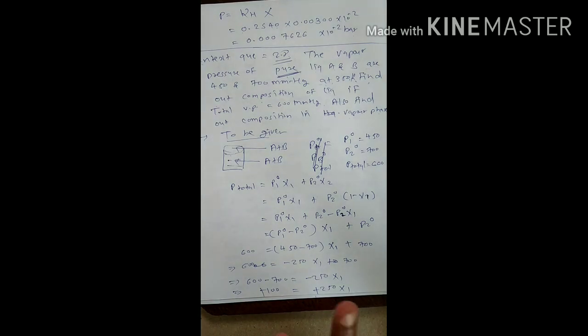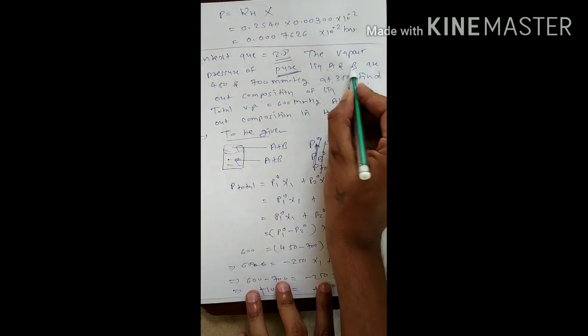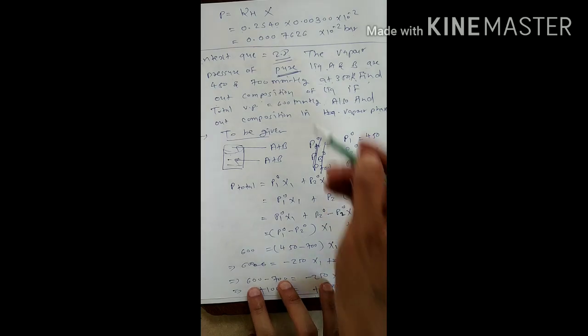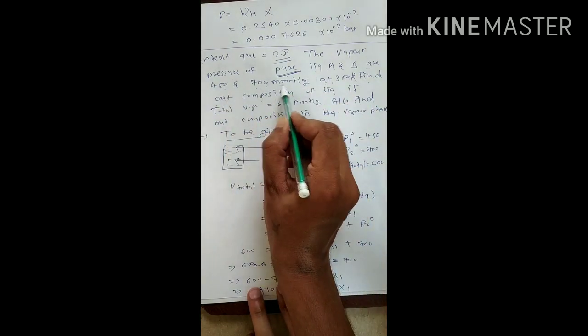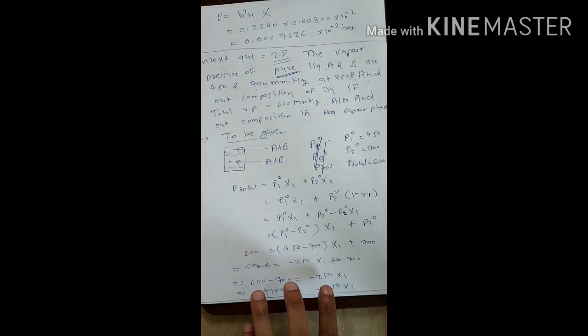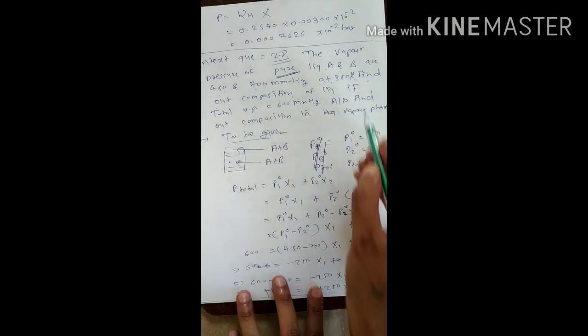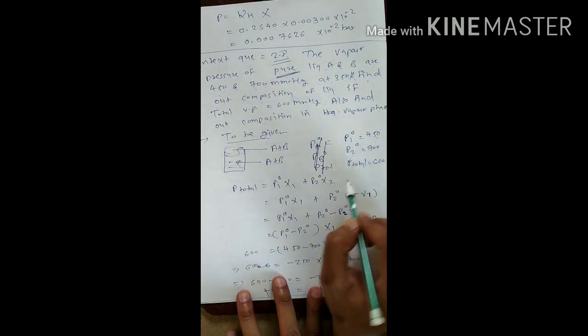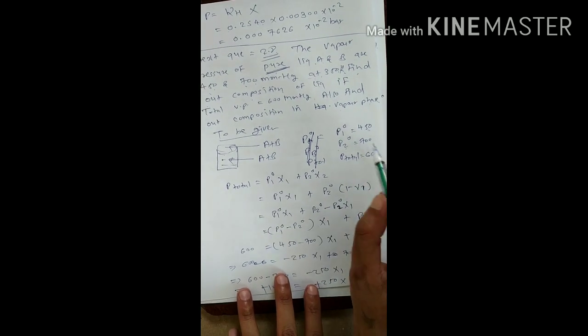First, try to understand the question. So we have two liquids here, liquid A and B. When they are in pure form, they have vapor pressures of 450 and 700 mmHg. So these are the values of P1⁰ and P2⁰. Okay, both values are given.